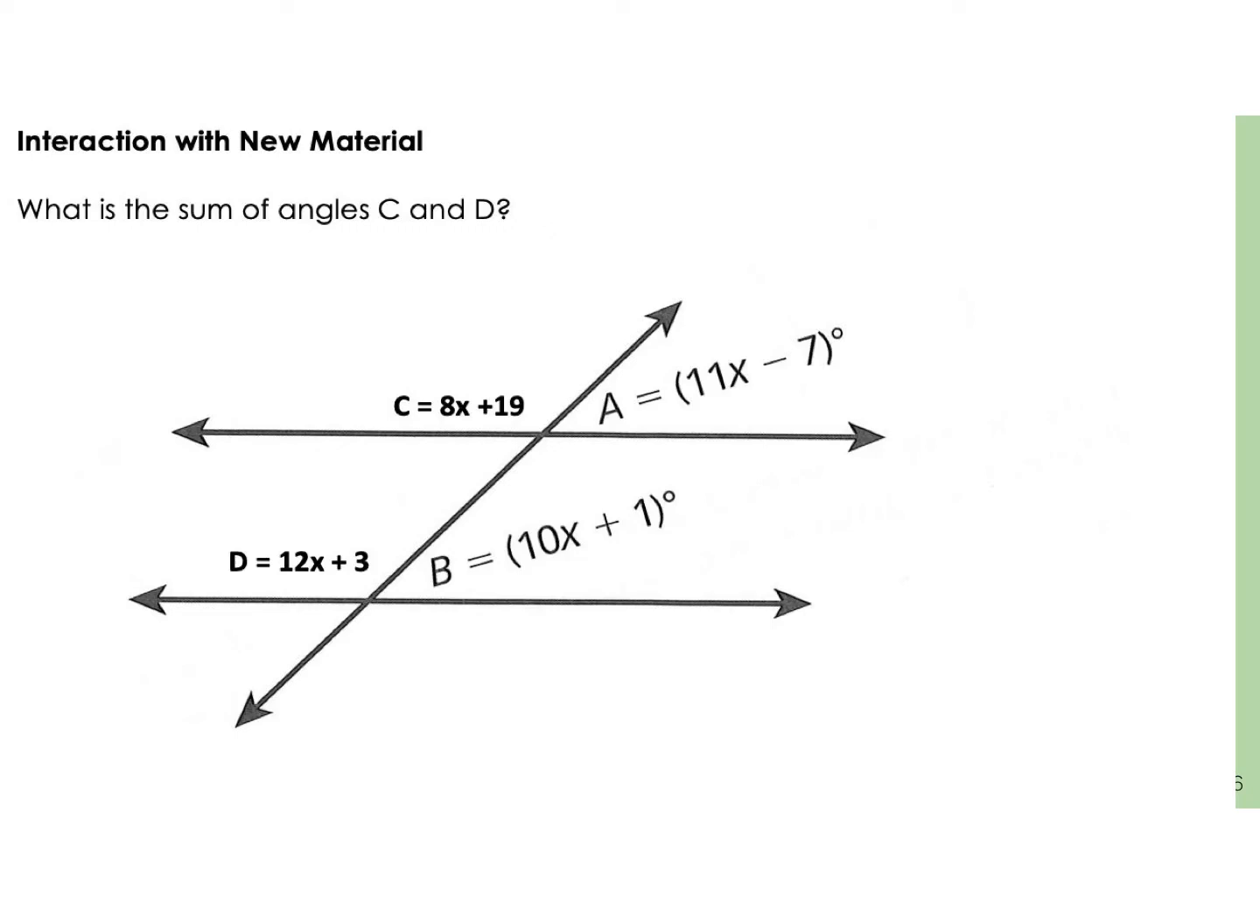All right, so this time they want to know the sum of C and D, right? So they want you to add those two angles together. So C and D, those are corresponding. That means they are congruent. So I'm just going to work with those. I'm going to set them equal to each other.